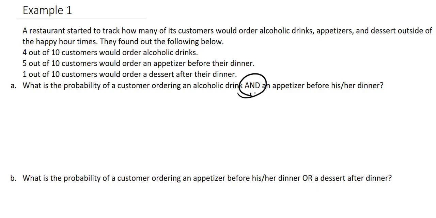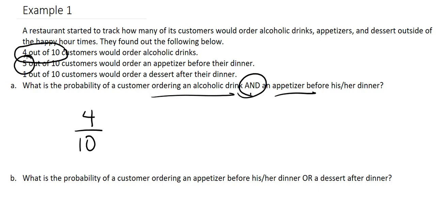So notice we have the "and" probability. So we know that we need to multiply the probabilities together. So let's go ahead and find the probabilities. So ordering an alcoholic drink, let's look at that. Well, it says 4 out of 10 customers will order alcoholic drinks. So we would write 4 out of 10. Now ordering an appetizer before his or her dinner, 5 out of 10 would order. So what we're going to do is multiply those together because it's an "and" probability.